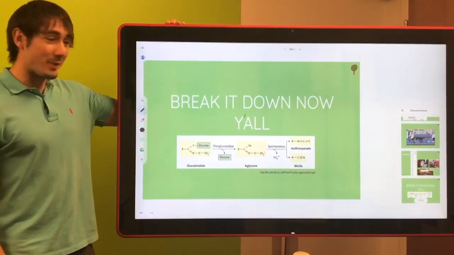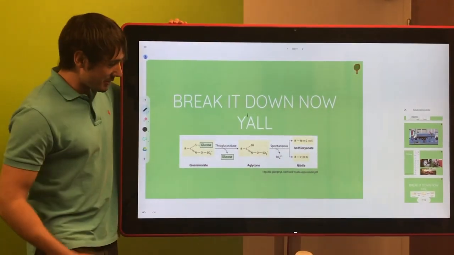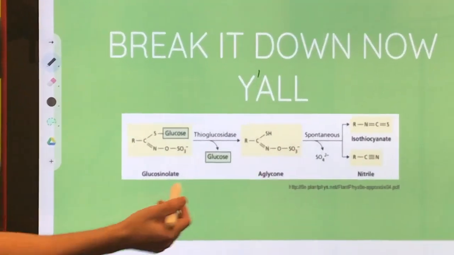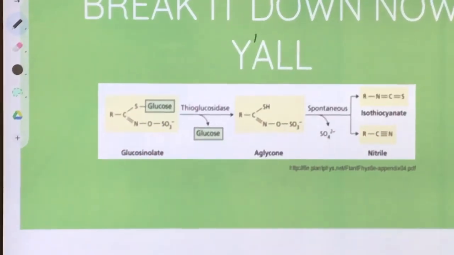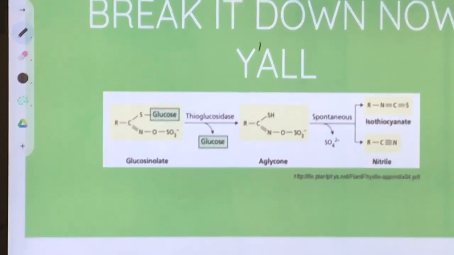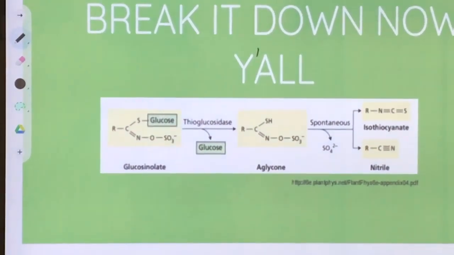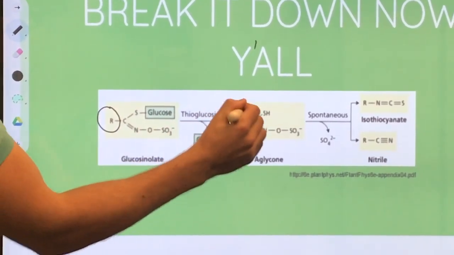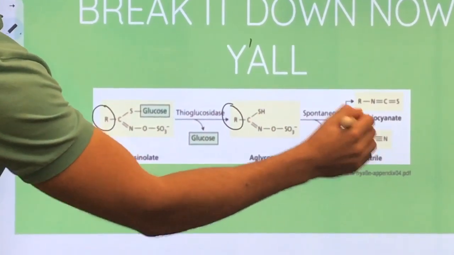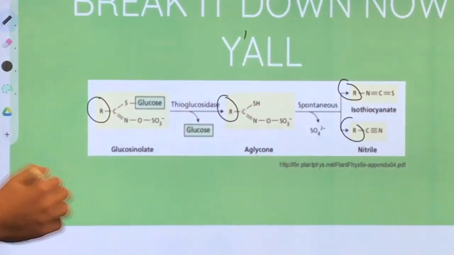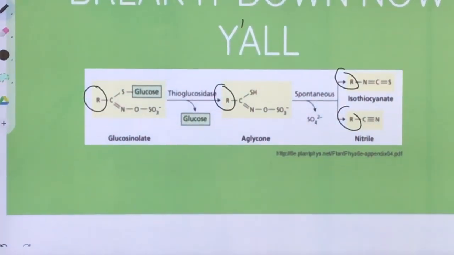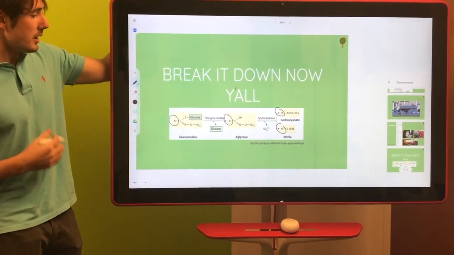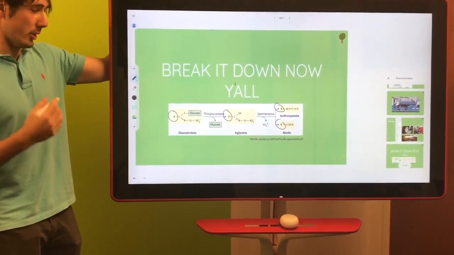Alright, so now it's time to break it down now, y'all. Glucosinolates follow a series of hydrolysis reactions to reach their desired products. These desired products have specific features which we'll cover later. The R groups, which you see right here, are just the remainder of the molecule. These are things that really do not have to do too much with the actual function or the functional groups of the molecule, or the reaction, but they're still important.